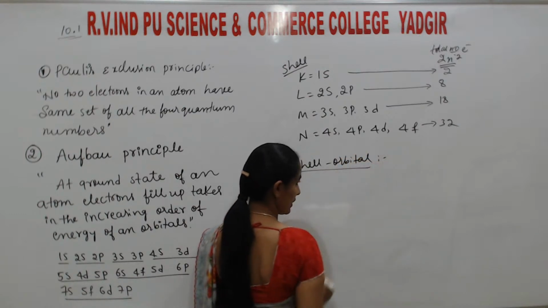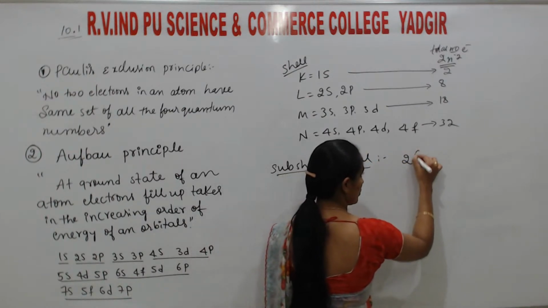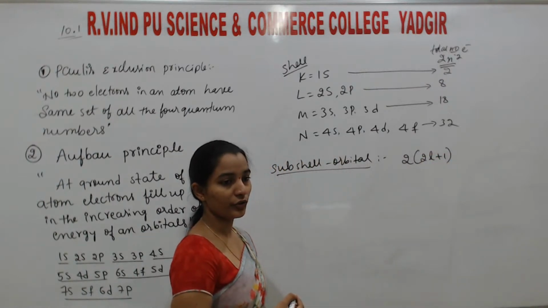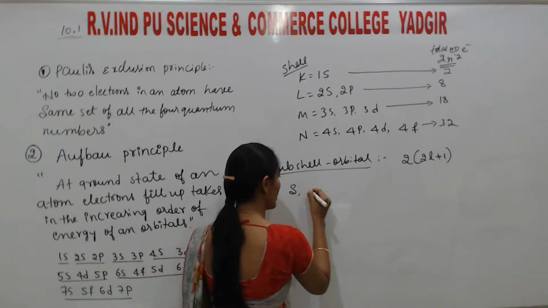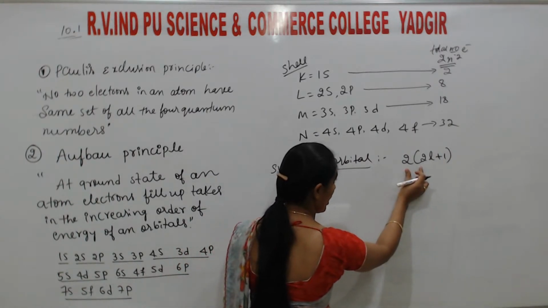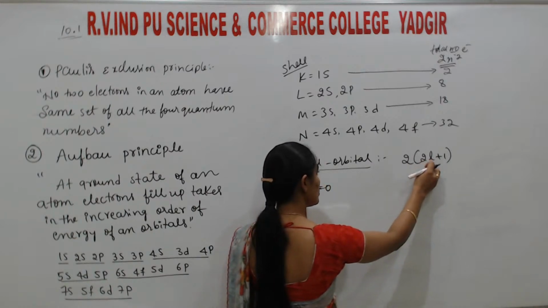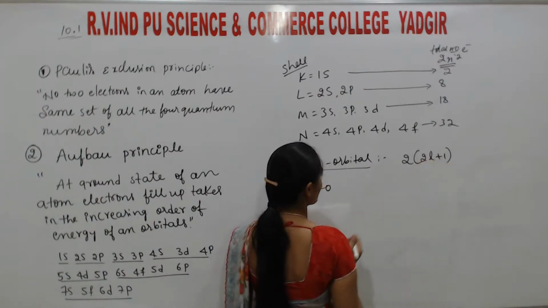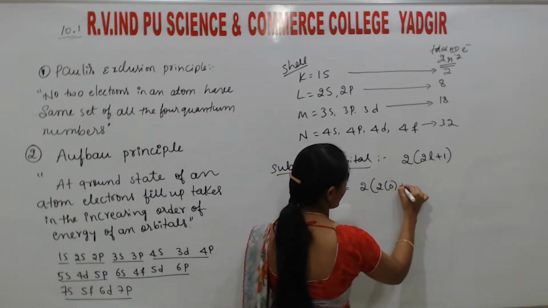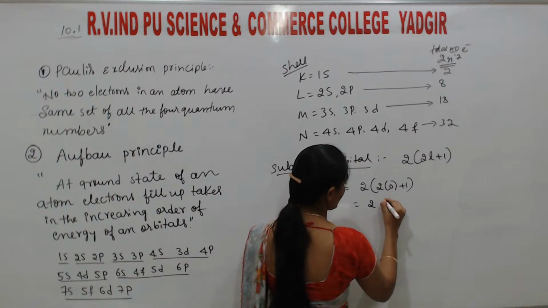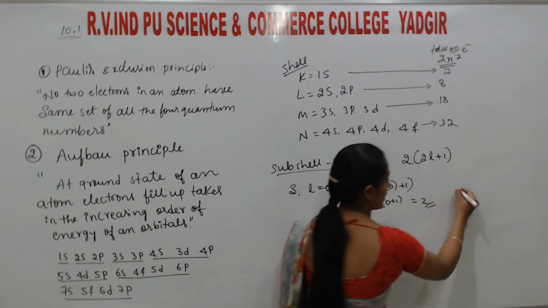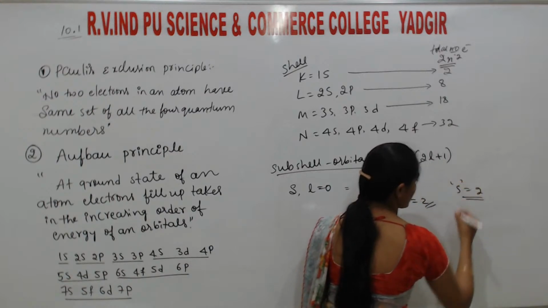So total 4 orbitals are there. The formula is 2 into (2l plus 1) for the number of electrons. Here for s orbital, l is equal to 0. So according to this formula, 2 into (2 times 0 plus 1) means 2 into 1, that is 2 electrons. So in s orbital, 2 electrons.